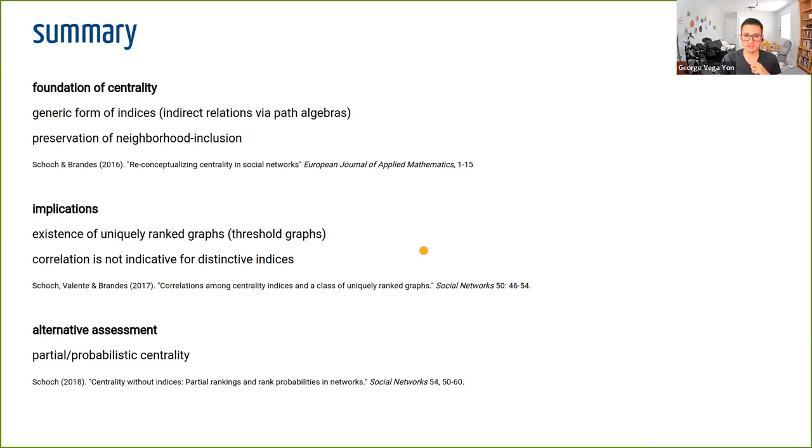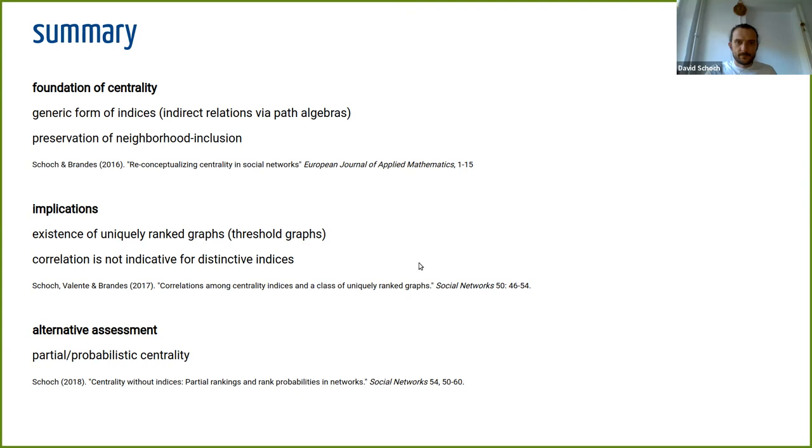There's a question in the chat by Dr. Zamora. What are the implications for choosing network interventions? Okay, unfortunately this is a topic that I have too little knowledge about. I think the thing has implications in any domain of network analysis where centrality is used. Probably it is used in network interventions.